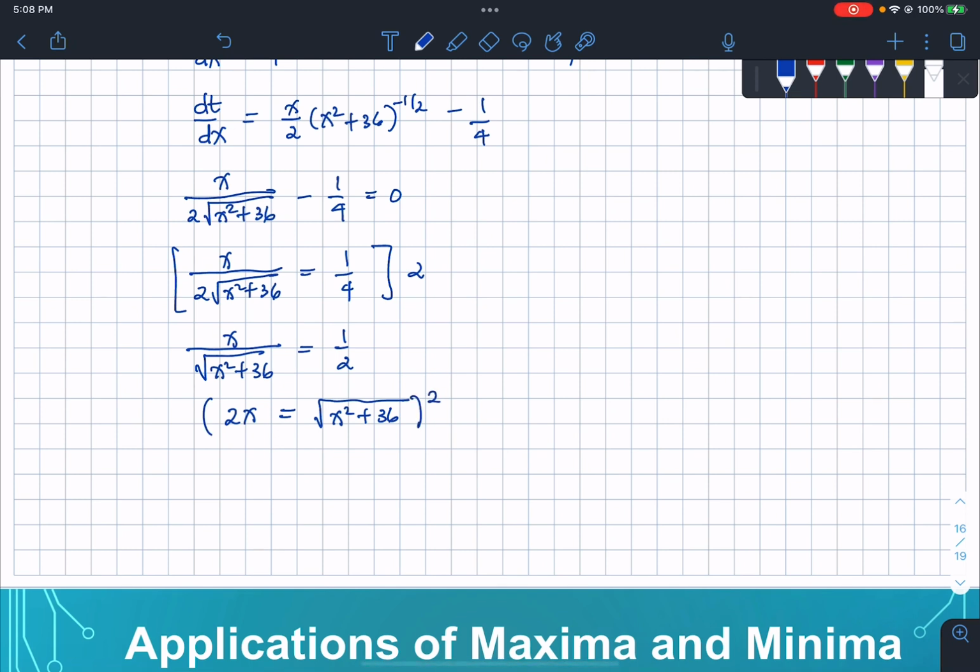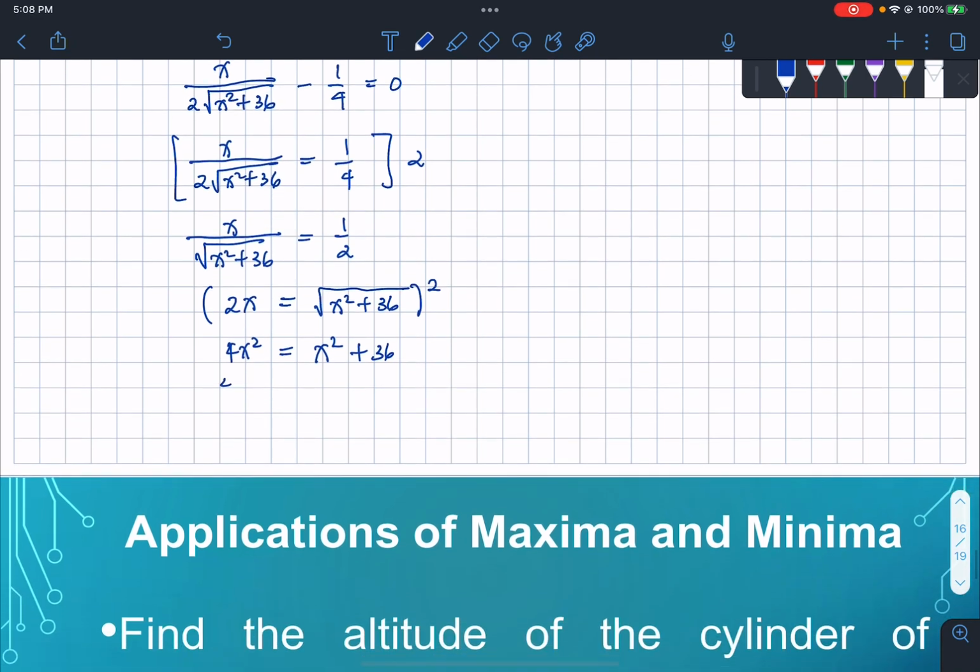Then we square both sides, so we'll have 4x squared equals x squared plus 36. And then 4x squared minus x squared is equal to 36. So 3x squared is equal to 36. So we divide it by 3. So we'll have x squared equivalent to 12. So from there, we can see that x is equal to the square root of 12 miles.